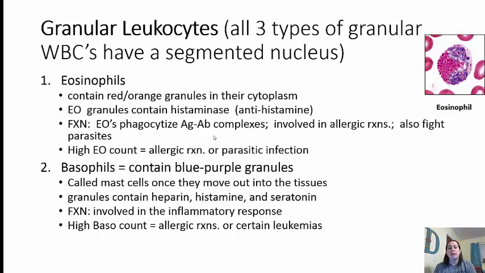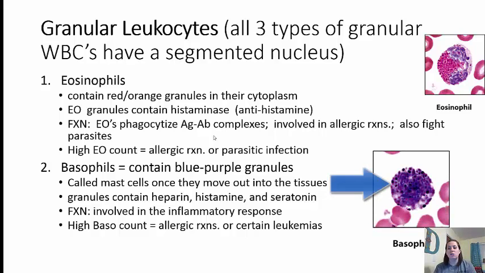The next group we want to look at are the basophils. The basophils contain bluish purple granules. They are called mast cells once they move into the tissues. So once they move out of the blood into the tissues, we a lot of times call them mast cells. The granules contain heparin, histamine, and serotonin. If you look here, you can see the little grains of sand, but you'll also notice that they are bluish purple. They're darker in color. Now, the function in this case for basophils, they're involved in the inflammatory response. If you have a high basophil count, a lot of times it could also be due to an allergic reaction, but we also see this in certain types of leukemias.